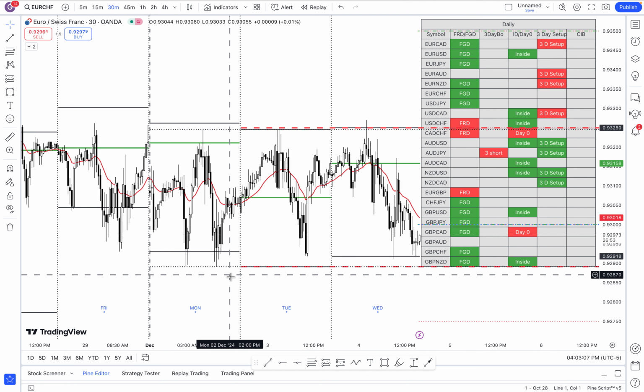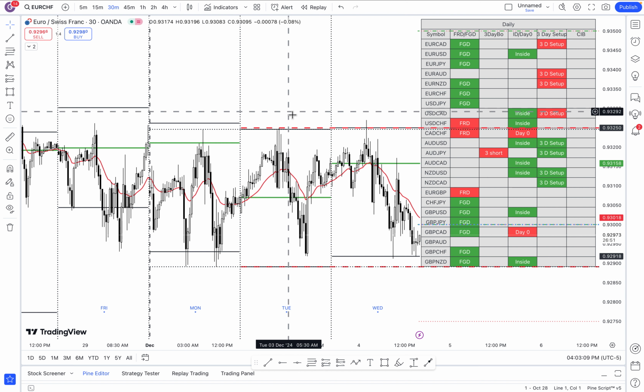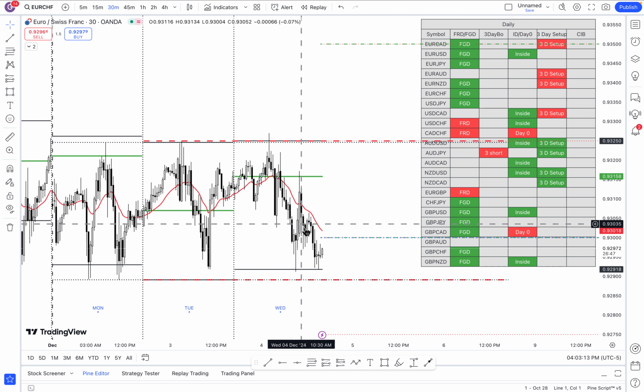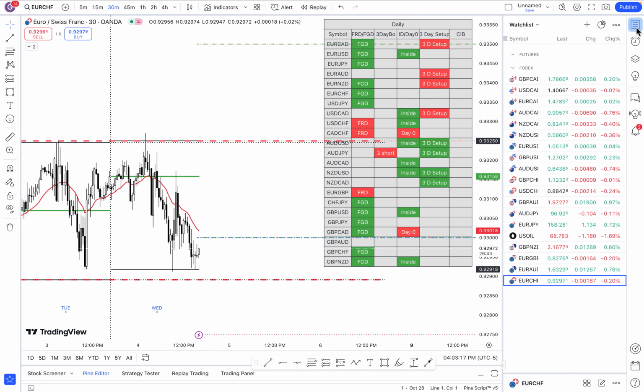Okay, low of week, triggers the high again, hits the high the second time for a collapse to the opposite direction. All right, Euro Swiss franc.